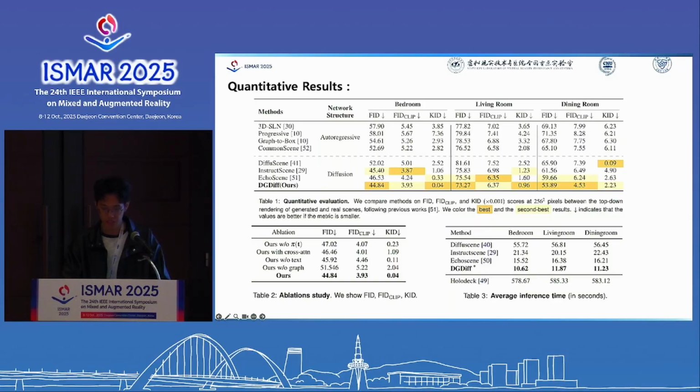Table 2 is the ablation study; removing components degrades performance, validating the necessity of each part of our pipeline. Table 3 is inference time. DGDiff runs about 10 seconds per scene, an order of magnitude faster than LLM-based methods like Holodeck, which takes hundreds of seconds, confirming our speed advantage. Together, these results show DGDiff balances quality and interaction speed.